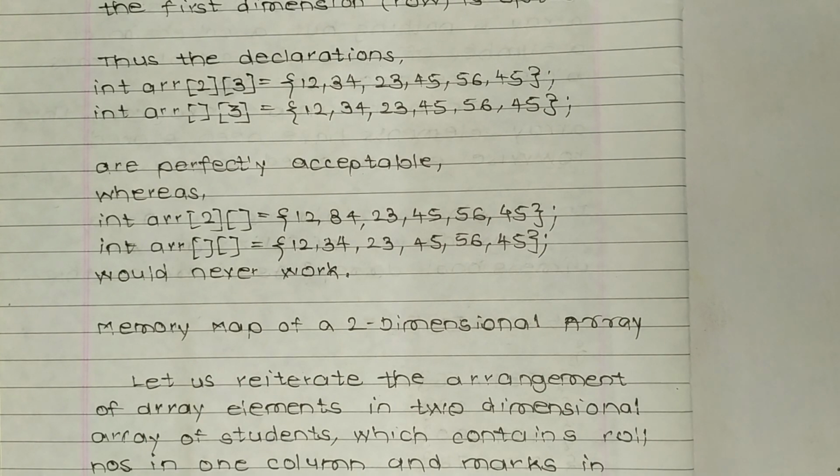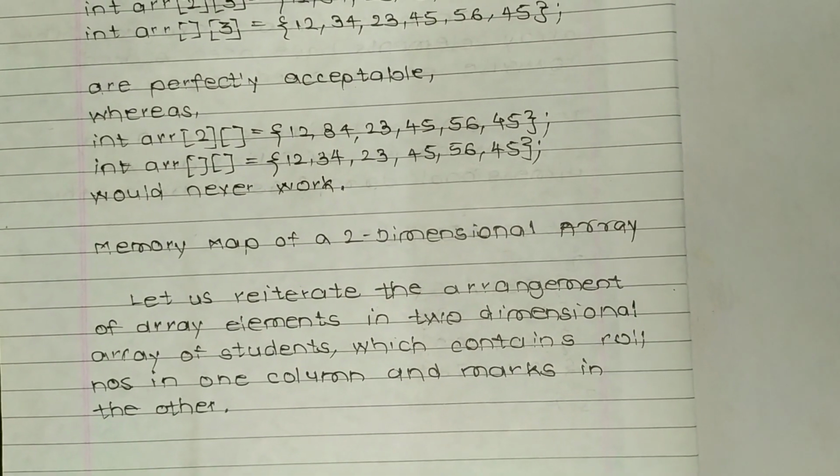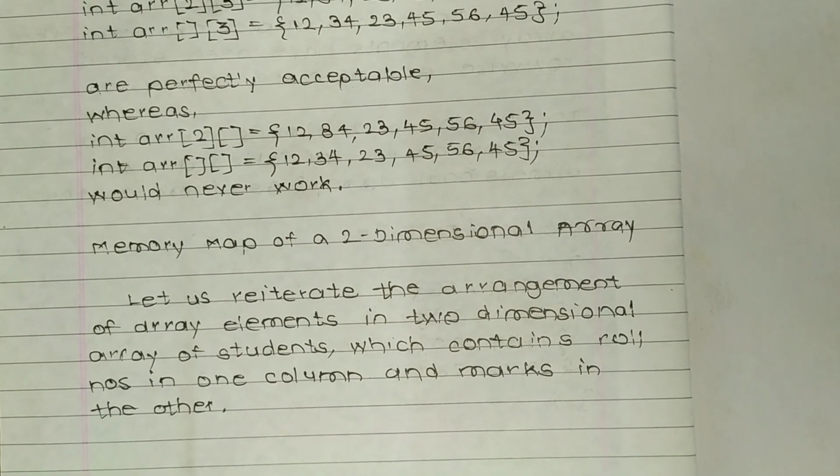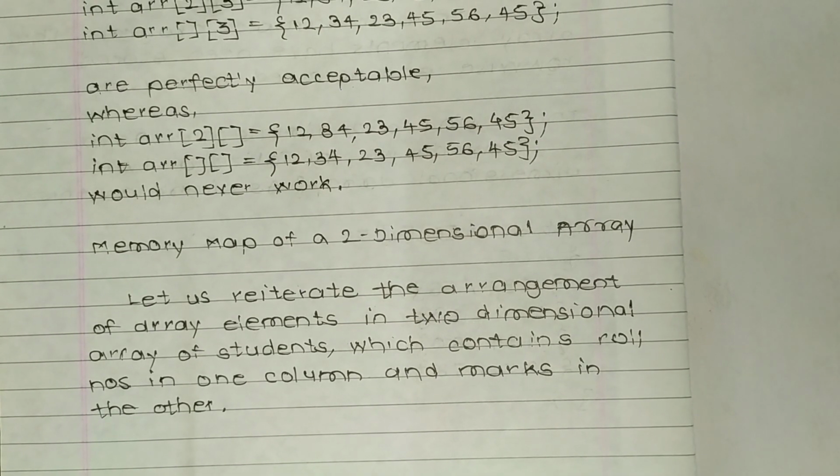Memory map of a two-dimensional array. Let us reiterate the arrangement of array elements in a two-dimensional array of students, which contains roll numbers in one column and marks in another. How that two-dimensional array is laid out, we can find out with the help of a memory map.